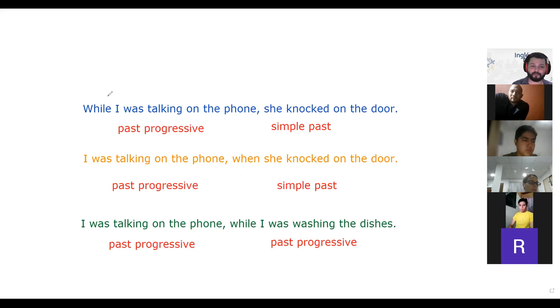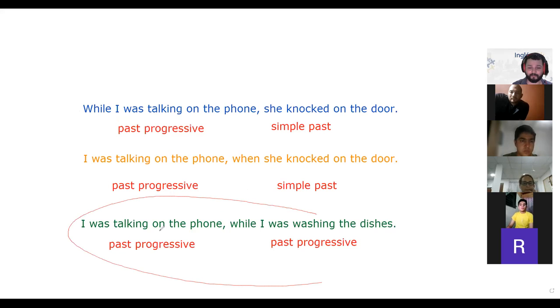Don't think so much about these words, think about the whole sentence itself. Was it an interrupted action, yes or no? Yes, it was an interrupted action. The only thing you have to remember is that while will be used with past progressive and when will be used with simple past. But can you combine them? Yes, you can combine them.